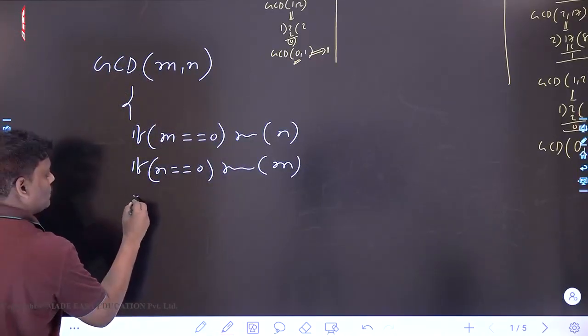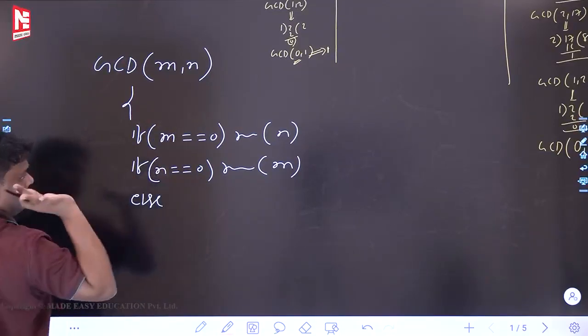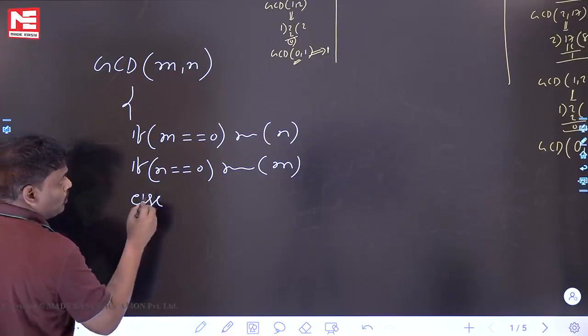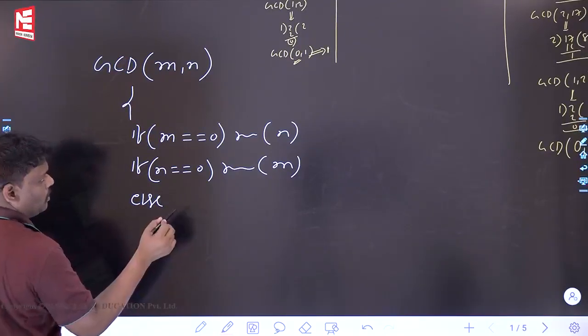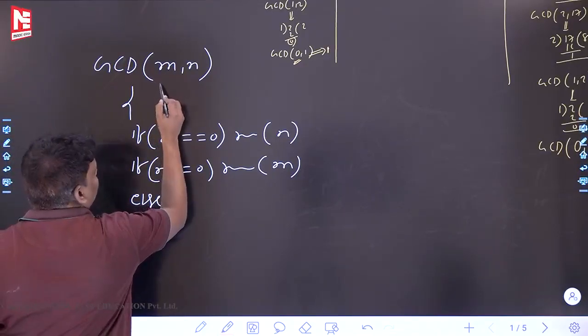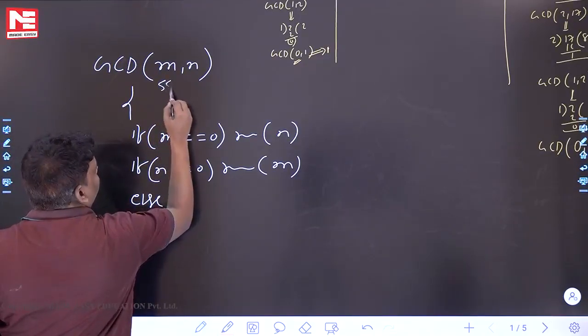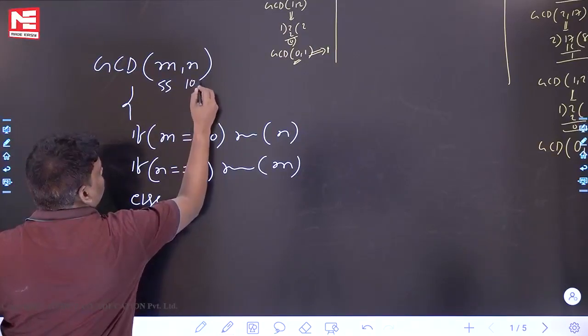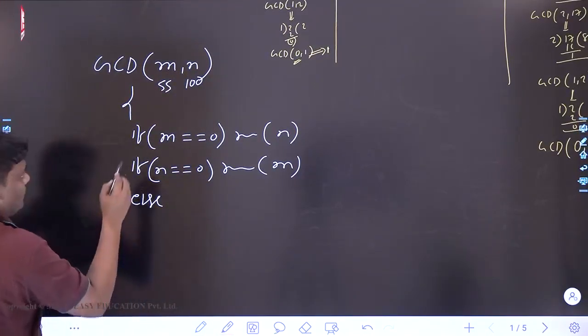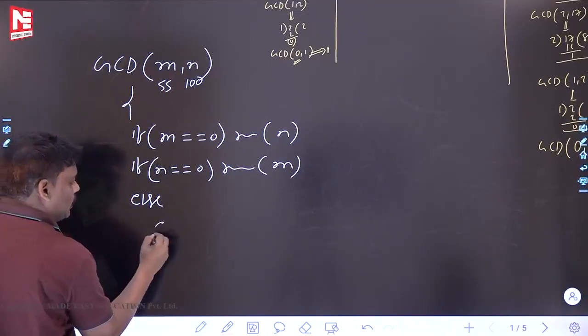Let's see the next one, else. So if these two fail, then you will come to the else part. What is the else part? If you come to the else part, no one is 0. Suppose assume that this is 55 and this is 100. Then, what is the else part? What is the answer? I think you have to apply GCD again.